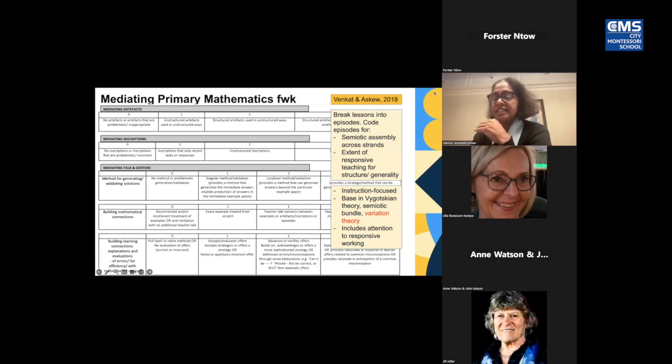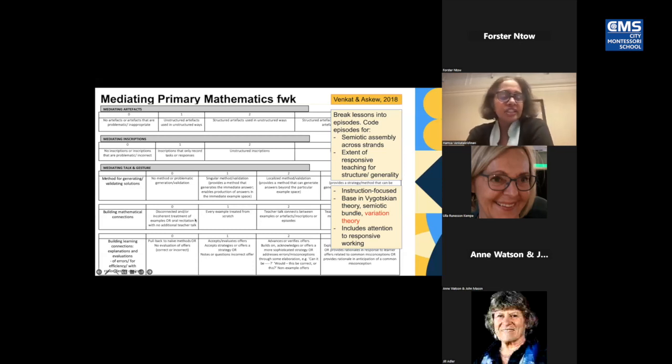The base has several theoretical features. Some of it is a Vygotskian base, a sociocultural base in how we think about teaching and teachers' mediation of mathematics. There's also a basis in semiotics because we were looking at the semiotic bundle in terms of the different routes via which teachers mediated mathematics. But variation theory was always also in there, and that's the part that I'm going to talk about today. And as I've said already, we did include attention to responsive working in the classroom in terms of what teachers were doing.